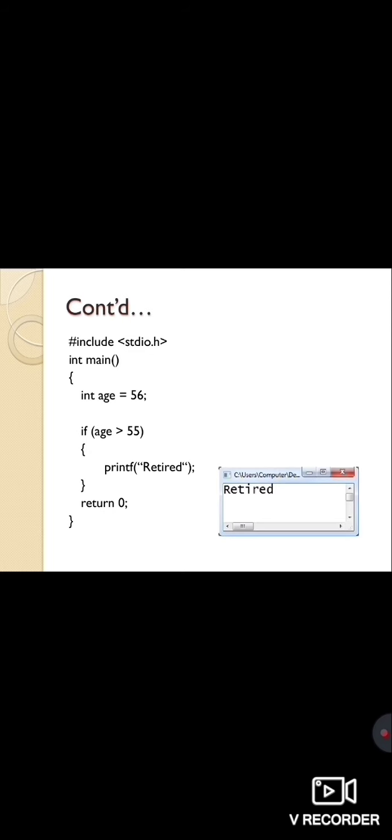Now if the variable age contains 30, then the test expression age greater than 55 returns false. That means the condition is false. So at that time the body of the if will not execute, and nothing will be printed to the console screen.